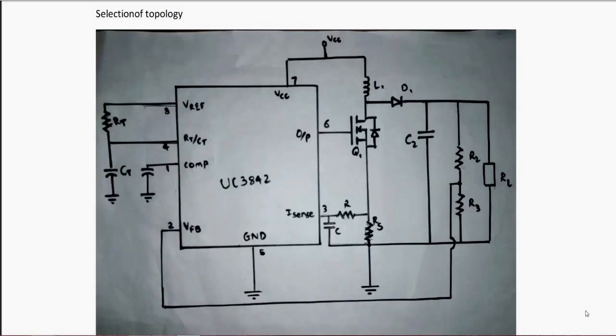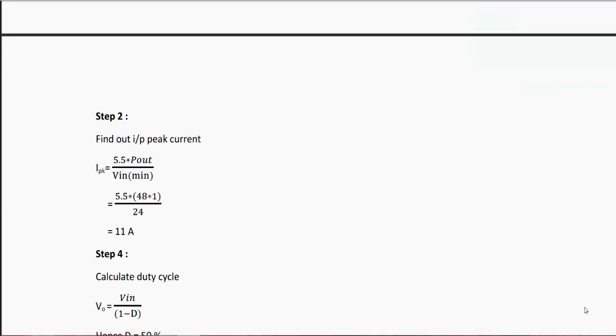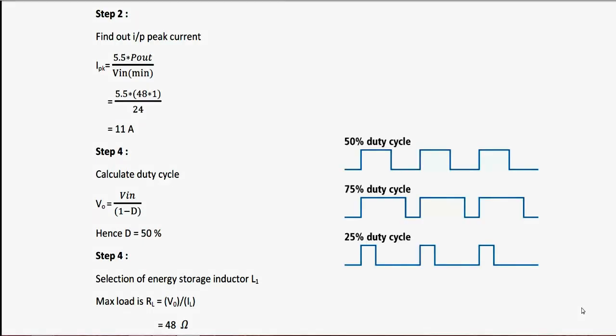Next step is selection of topology. As you can see, the basic circuit of the boost converter is connected at the output side of the PWM IC. As you can see, we have connected a normal voltage divider for feedback purpose. The second step is to find out the peak current that can flow through the circuit. Next step is to find out the required duty cycle for switching.